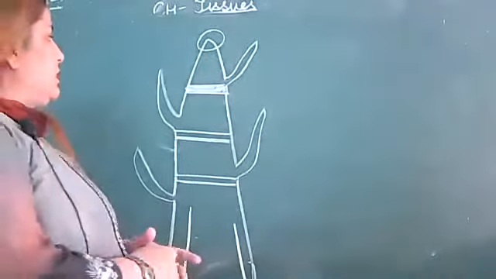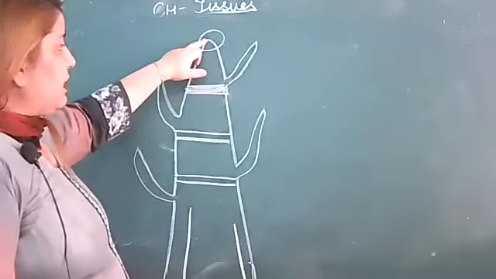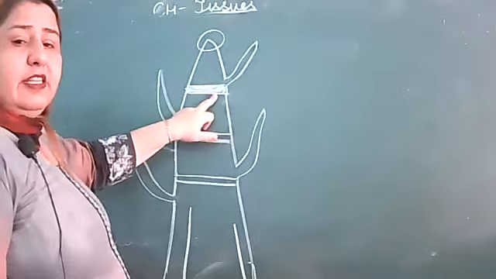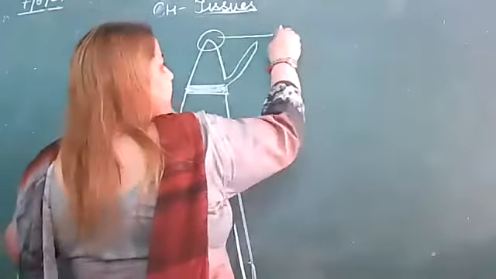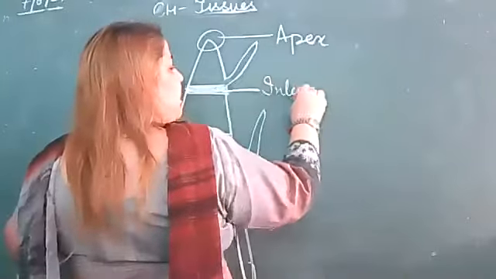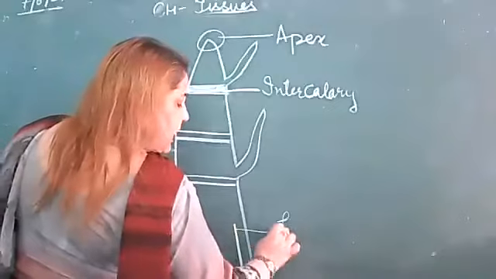So you can see again. I am repeating as the doubt is here. That is the apical, apex पे present है. ये हमारा हो गया apex. Then here it is intercalary. Right? Here it is intercalary. And here it is lateral.